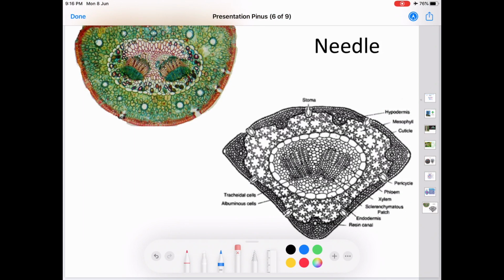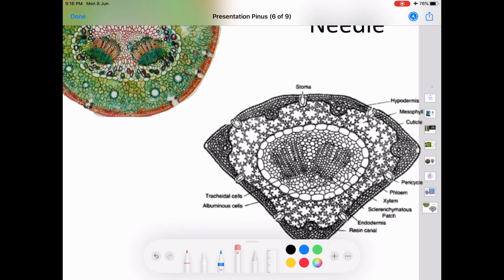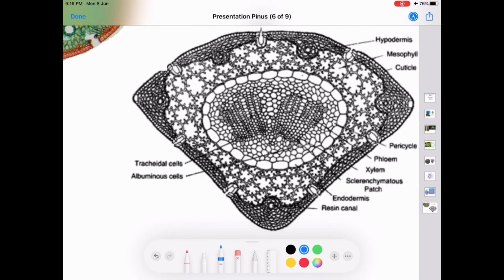Internal structure of foliage leaf or needle. The needle shows the outermost layer, epidermis. See, this layer is the epidermis. It is single layered and heavily cutinized outside. The continuity of the epidermis is interrupted due to the presence of sunken stomata. Inner to the epidermis is hypodermis, which is sclerenchymatous.